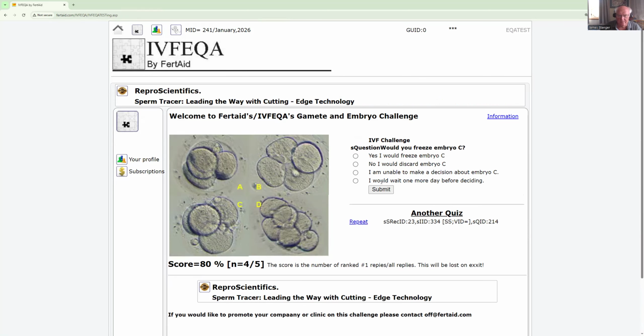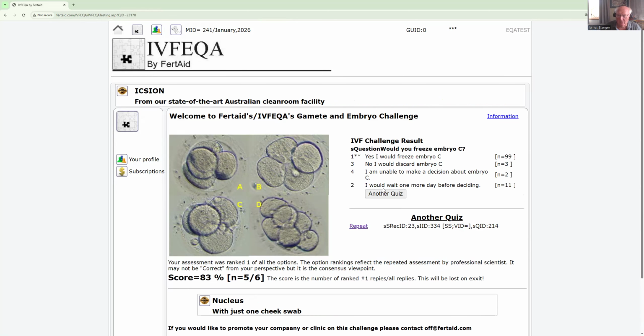Let's just do another one. Which would you freeze, embryo C? This one here. So clearly I think it must be a day 2 4-cell stage. Would you freeze it? Yes, I would freeze C. And the majority of people would freeze it, but 3 said they would discard it. I don't know. And 11 would decide to wait one more day.